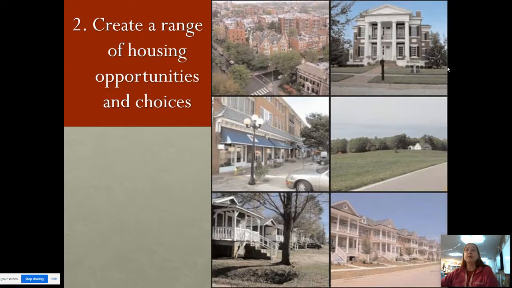Number 2, create a range of housing opportunities and choices. Different people have different incomes, so you need to have housing that fits all incomes, so you can have something for everybody.